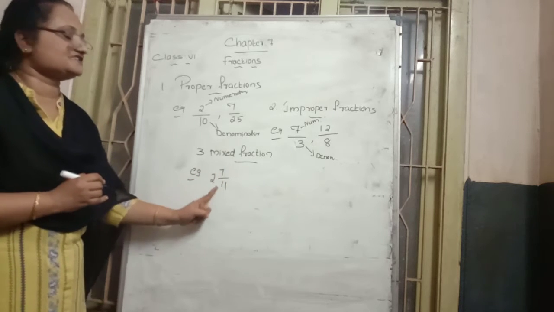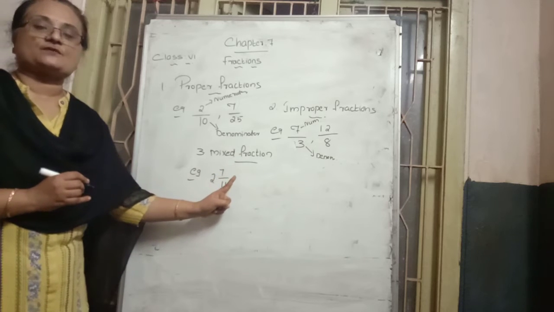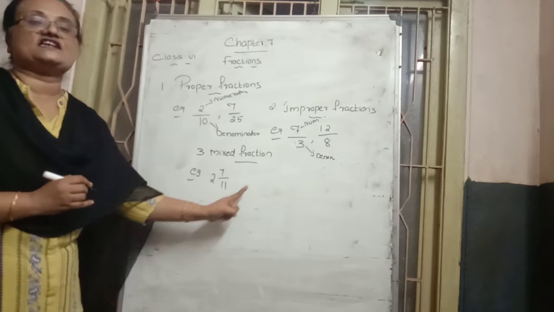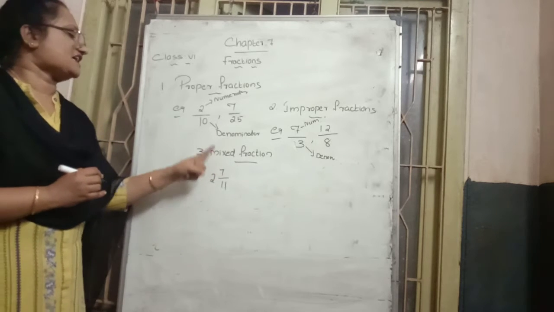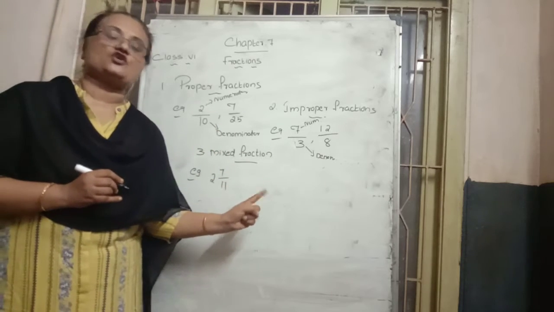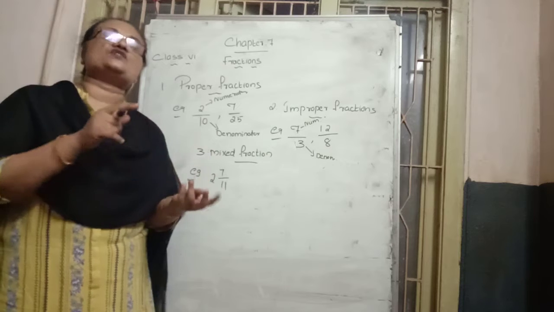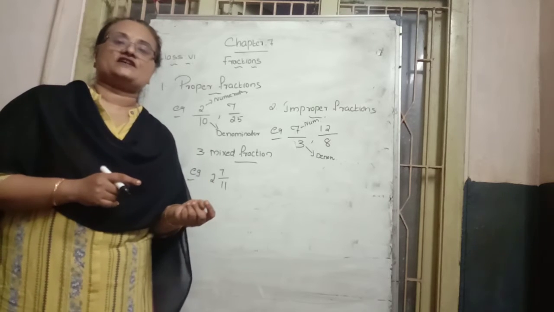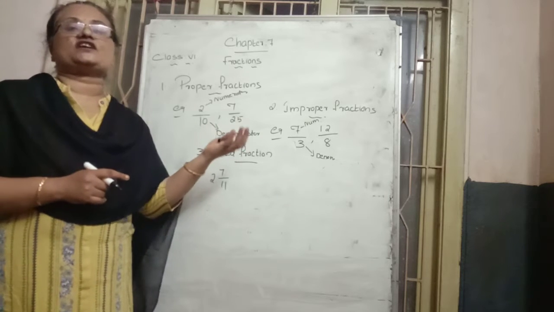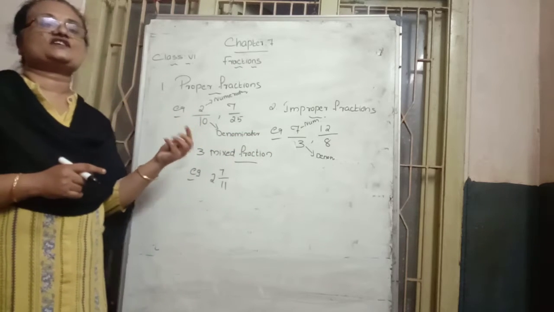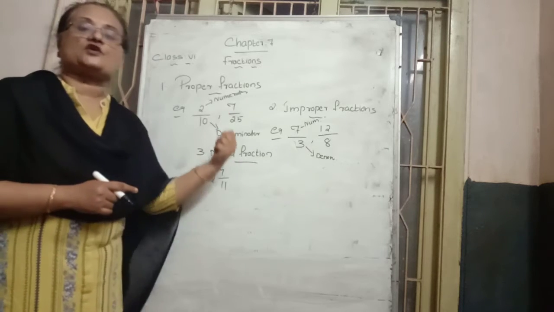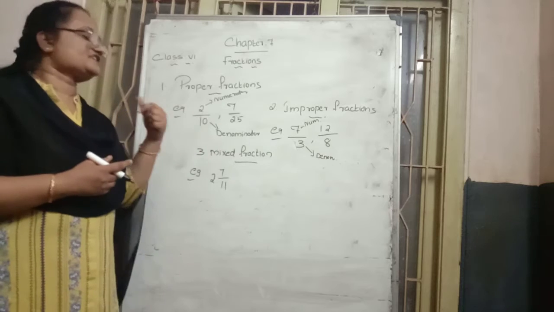Why do we call it a proper fraction? The numerator part is lesser than the denominator. That's why 7 by 11 is a proper fraction. So we can say a mixed fraction is a combination of a whole number, meaning counting numbers. Here 0, 1, 2, 3, 4, 5, 6, 7, 8, etc. Whole number part and a proper fraction combination we call a mixed fraction.